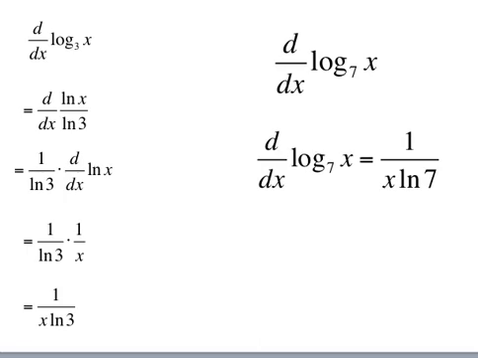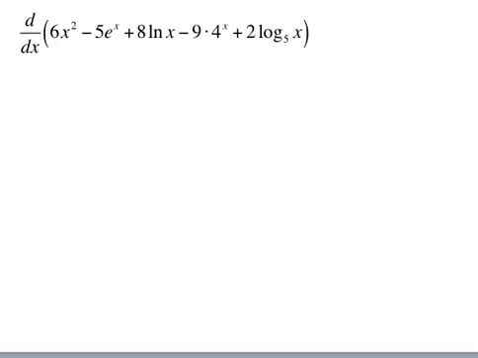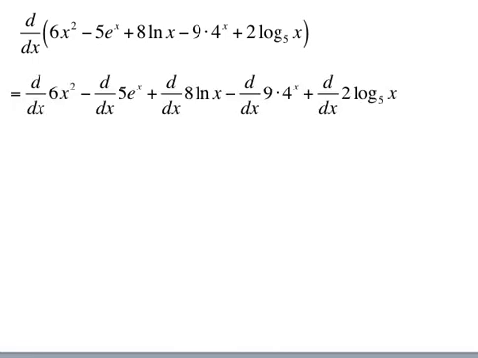Okay. Our next question will be the derivative of 6x squared minus 5e to the x plus 8 log x minus 9 times 4 to the x plus 2 times log base 5 of x. So we're going to take the derivative of the first piece minus the derivative of the second piece plus the derivative of the third piece minus the derivative of the fourth piece plus the derivative of the fifth piece. Pull the constants out in front. 6 comes out, 5 comes out, 8 comes out, 9 comes out, 2 comes out.